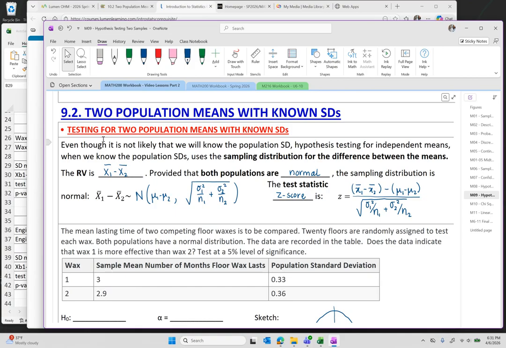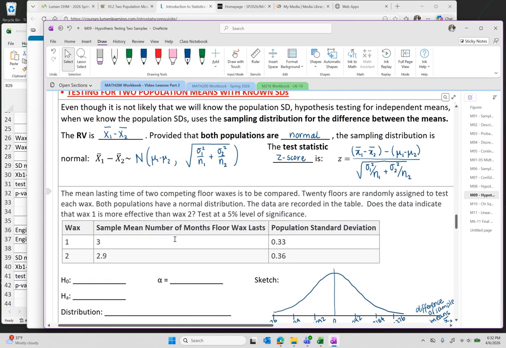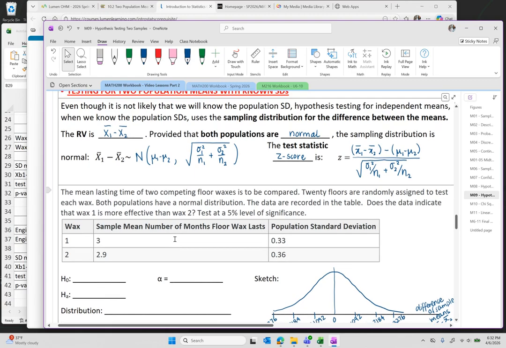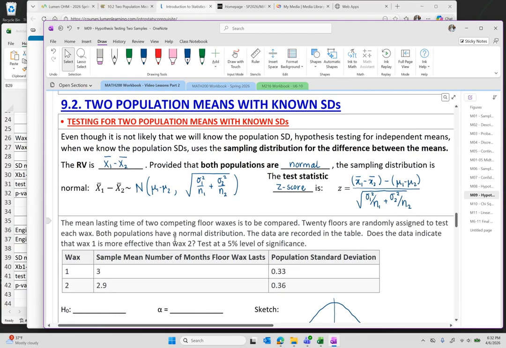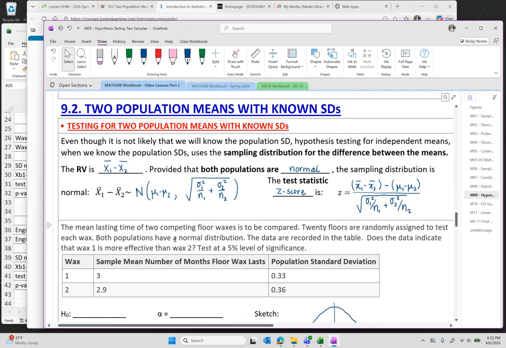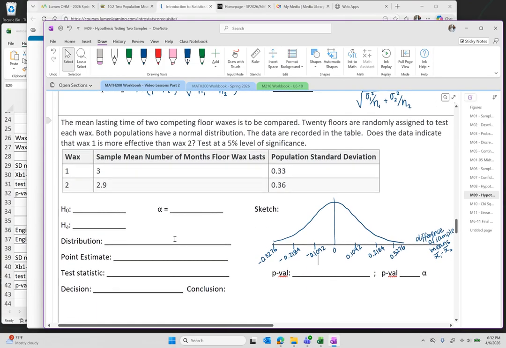Since this is a normal distribution, the test statistic will be a z-score, and the z-score will be the observed difference of the sample means minus the mean of the distribution, which is the difference of the population means, divided by the standard error, which is the standard deviation of this distribution. So we want to try to solve some problems using this information, and based on the knowledge that we learned when we did two population means with unknown standard deviations.